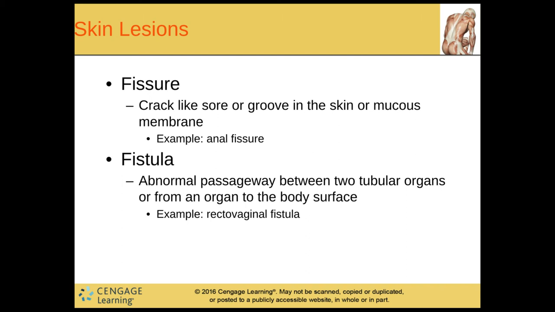And then we have a fistula. This is an abnormal passageway between two tubular organs or from an organ to the body surface. A good example of this is a rectovaginal fistula. Your vagina and your rectum are pretty close together. If there's a hole that connects one to the other, which can happen during childbirth or with lots of straining, then you could have vaginal fluid going into the rectum, or rectal fluid, which would be feces or poop, right, going into the vagina, which can cause lots of problems. So that's what a fistula is.